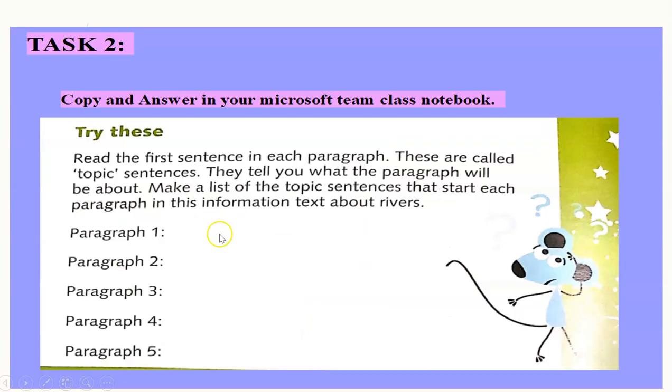Task 2. Read the first sentence in each paragraph. These are called topic sentences. They tell you what the paragraph will be about. Make a list of the topic sentences that start each paragraph in this information text about rivers. Again, look at the text. In each paragraph, you have to look at the topic sentence.